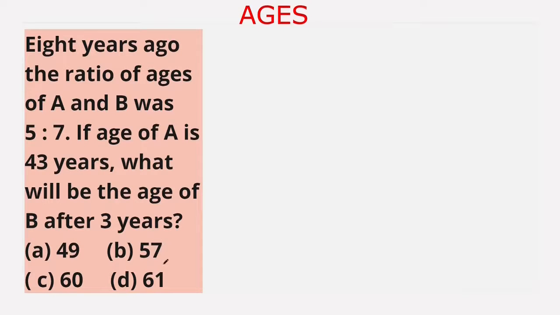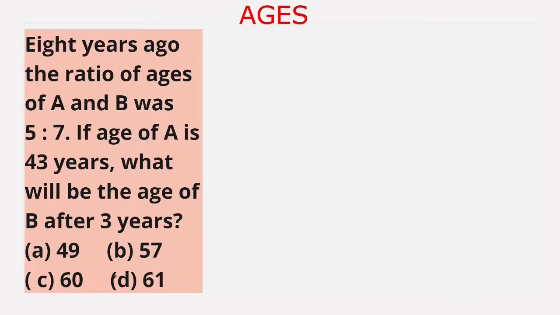Option B, which is 57. If we subtract 11 from 57, we get 46. This is also not divisible by 7. So option B is not our answer. Option C, 60. If we subtract 11 from 60, we get 49. This is divisible by 7. It means that C might be our answer.